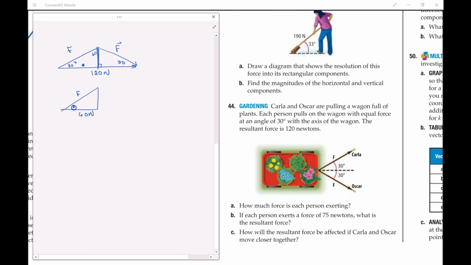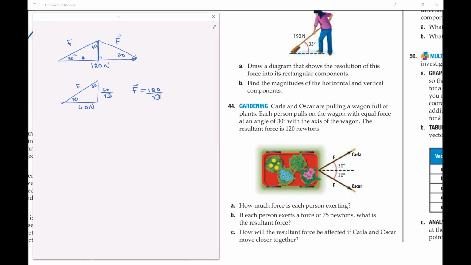So how much is F? Well, it can't be 120 because these two forces have to add up to 120. So this one is 60 over root 3. Is that right? The short leg is the long leg divided by root 3. And then F would be 120 over root 3. But we would have to put it in terms of decimals. Okay? So the next question is, if each person exerts a force of 75 newtons, what is the resultant force? I want you guys to do that one independently now.